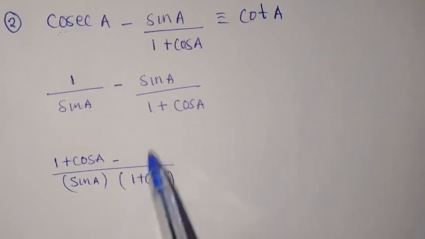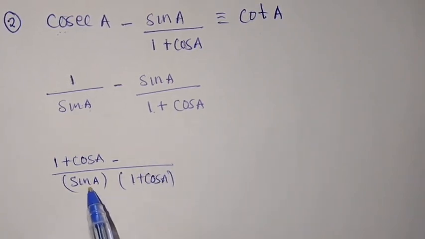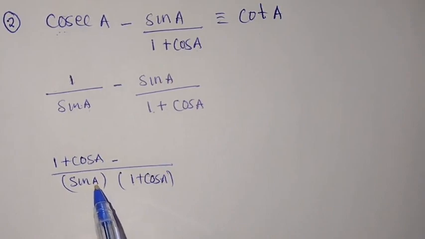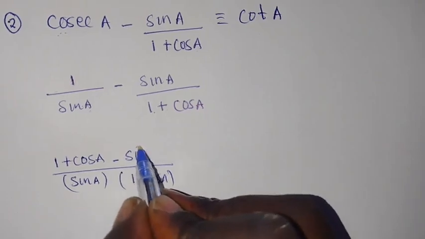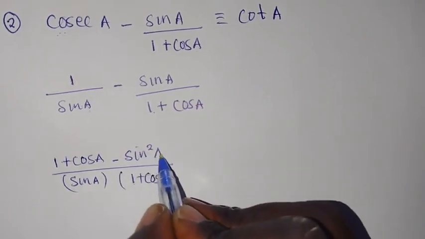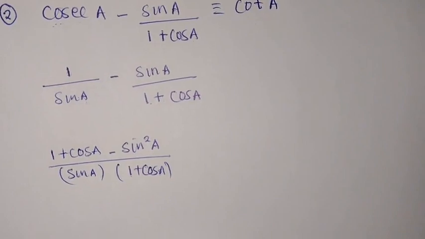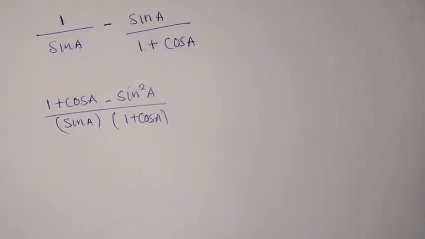It's a 1, so we divide. We just remain with the sine A. So sine A times sine A will give us sine squared A. I hope you are following. Then from here, what are we going to do?